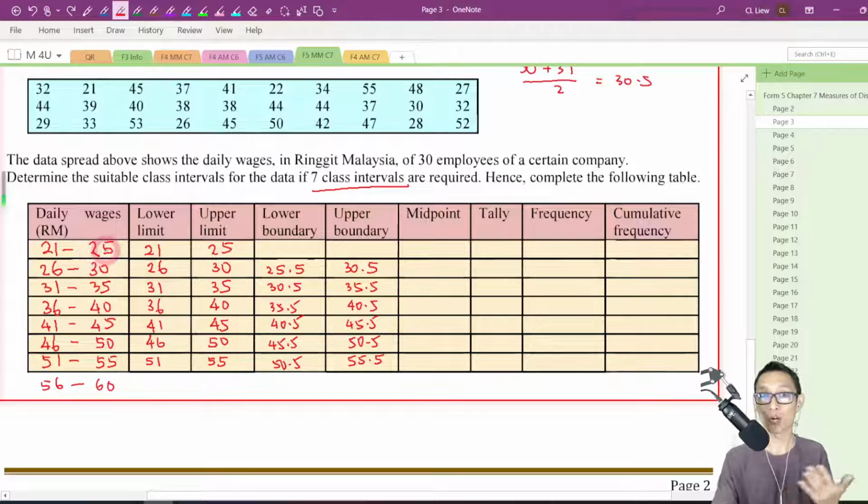We have the same problem here. For upper boundary, no problem. We just take 25 plus 26 divided by 2. You will get 25.5, right? But how do we get the lower boundary? We don't have another class interval before this class interval. So you need to think, if there is a class interval before this class interval, what will it be?